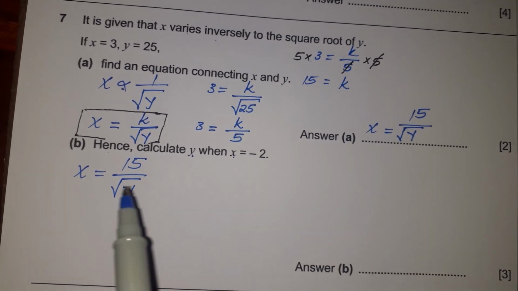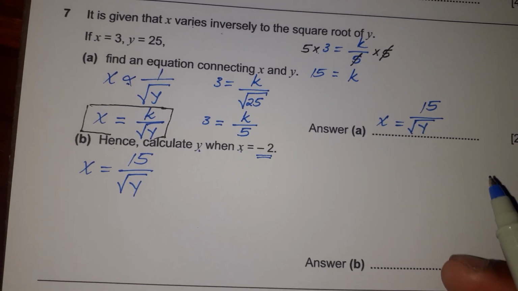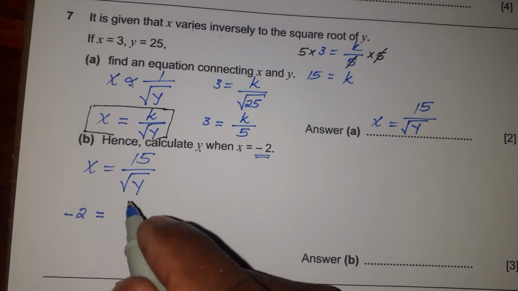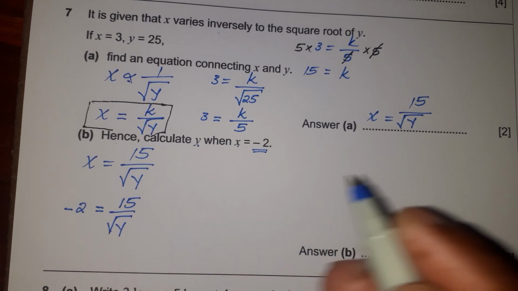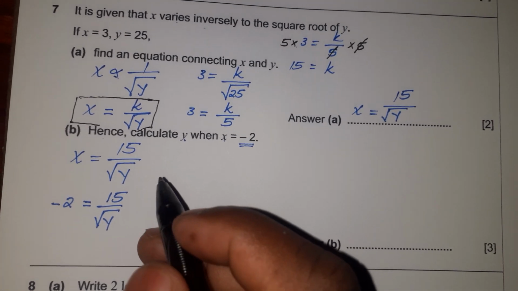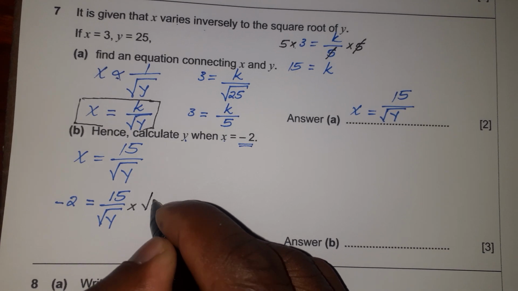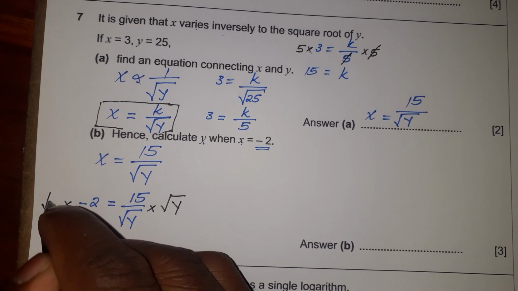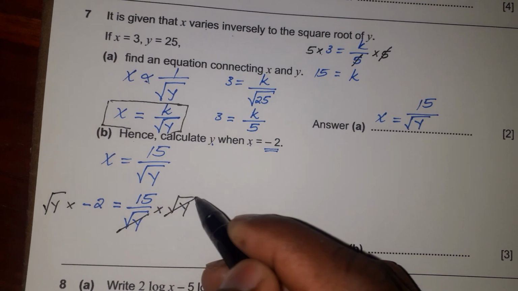Now, in the place of x, we have to replace by -2. Then you are going to get -2 equal to 15 over square root of y. Now what we have to do here, we have to multiply both sides by square root of y. Also the same this side, multiply by square root of y, so that this square root of y and that square root of y can cancel.